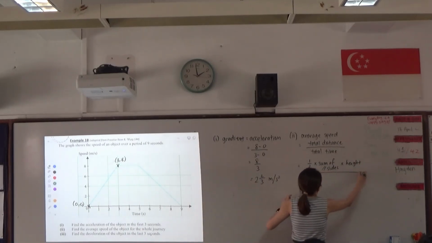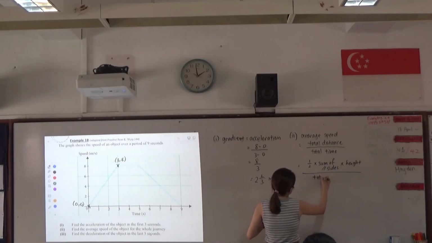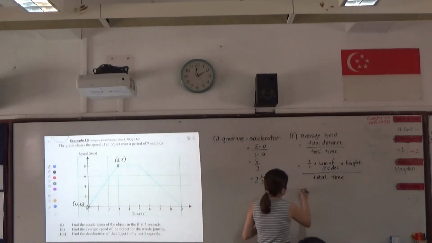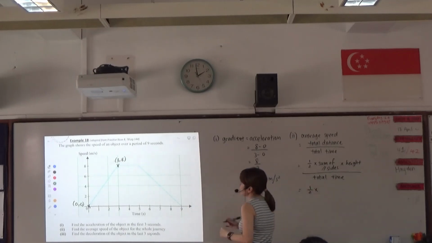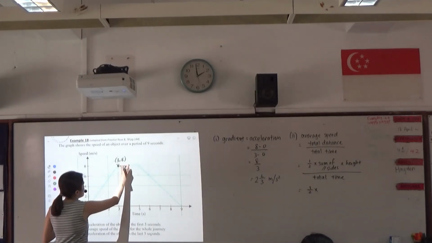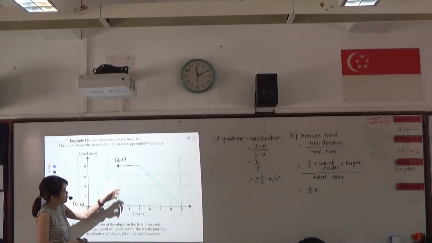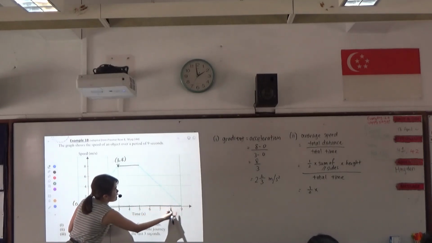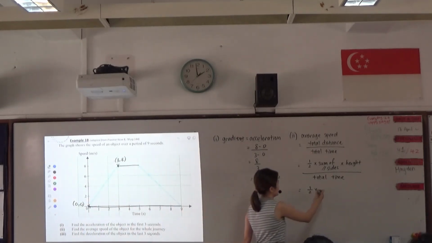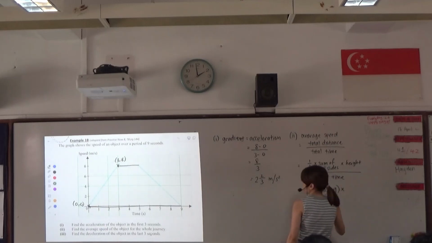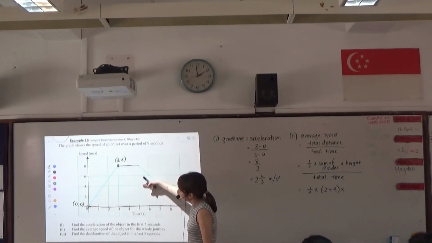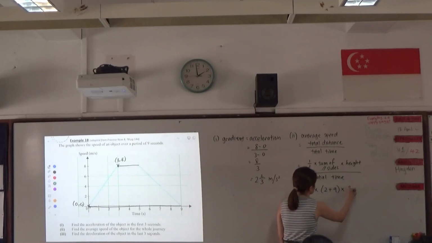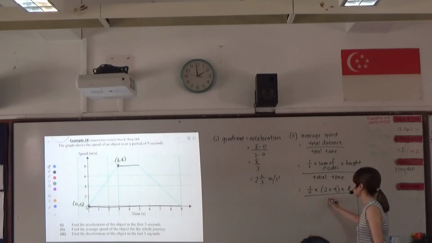So that is for the total distance in this particular case. The parallel sides would be this side here, which has a length of 2 units, and here, which is 9 units. So 2 plus 9. And the height would be here, which is 8 units long. Total time 9 seconds. We will get an answer of 4 and 8 over 9 meter per second.